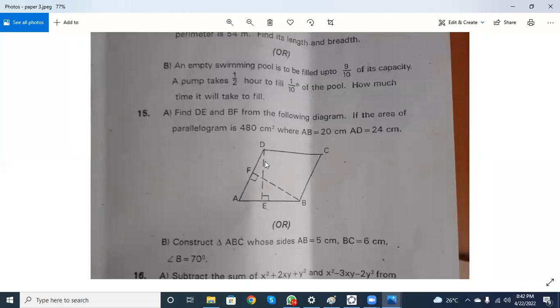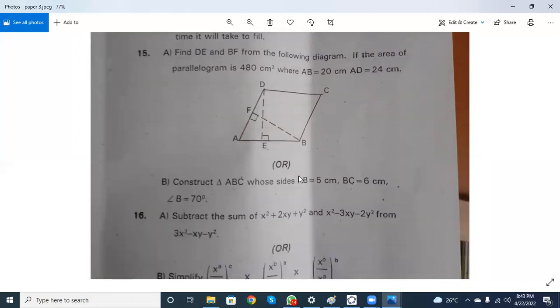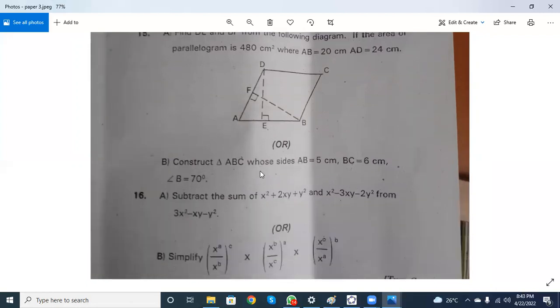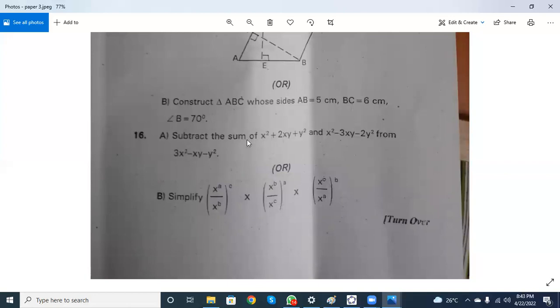Next, this is a parallelogram question. They have given 2 sides of the parallelogram, AB 20 centimeters, AD 24 centimeters. You need to find out their altitudes, DE and BF lengths from this diagram. Next, construct triangle ABC whose sides AB is equal to 5 centimeters, BC equal to 6 centimeters, angle B equal to 70 degrees. And subtract the sum. So first you need to find out the sum of these 2, and that sum you need to subtract from this. Next, this is just a simplification question given for 8 marks.